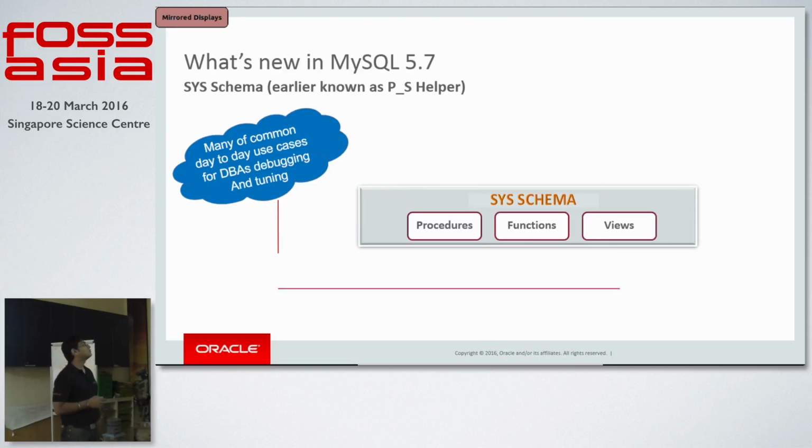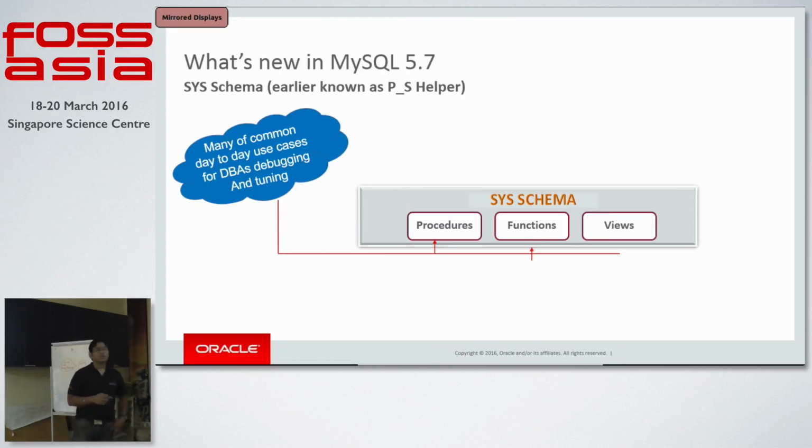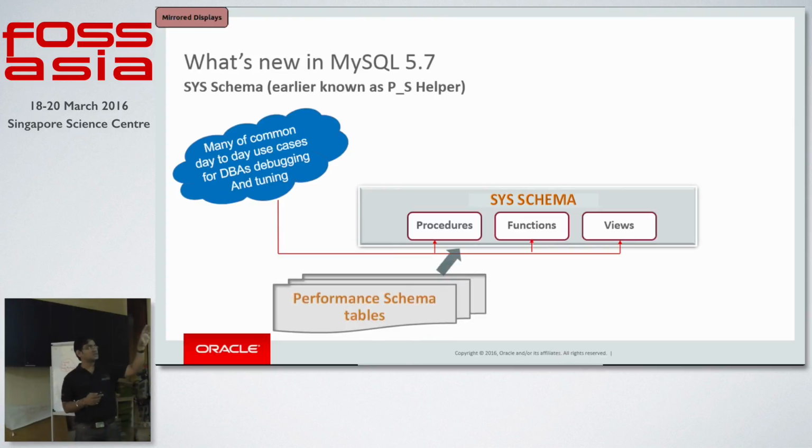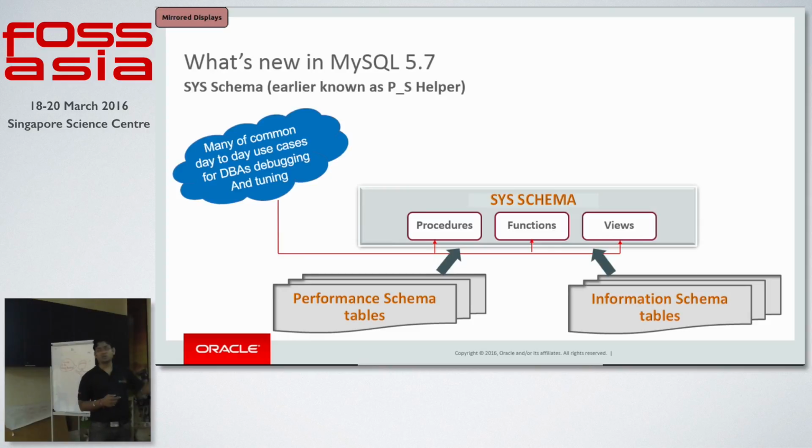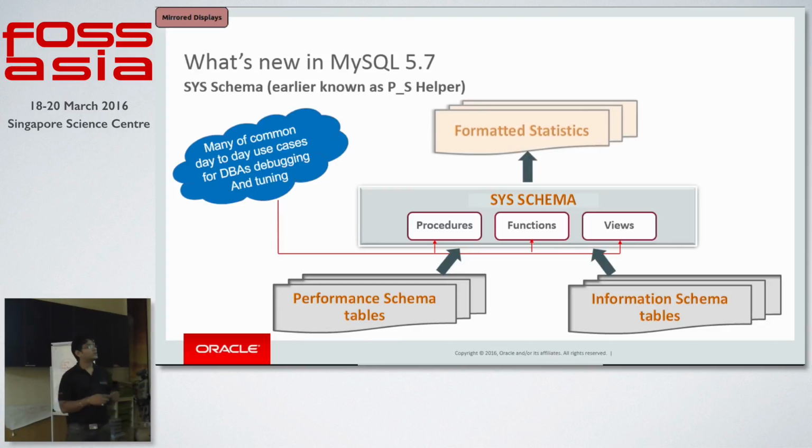They are nothing but many of the common day-to-day use cases which DBAs use for tuning and debugging. So what this schema does is it takes information from performance schema tables, takes information from information schema tables, clubs them together, gets meaningful results out of it, and presents it to the user in formatted form.